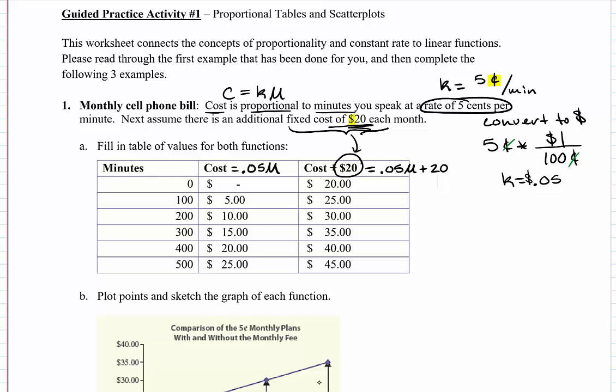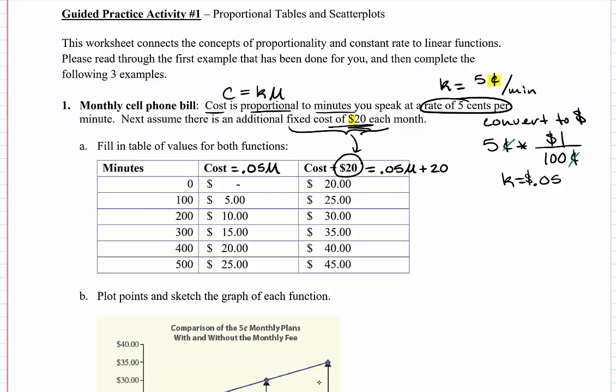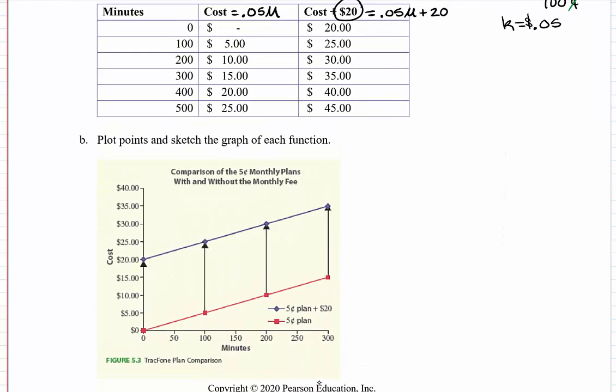Now once you have these two equations, this equation and this equation, you just plug in all these different minutes for M. Plug them in, and that's how they have these numbers here. Once you get those numbers, you plot the points. So I'll show you just a couple really quickly.